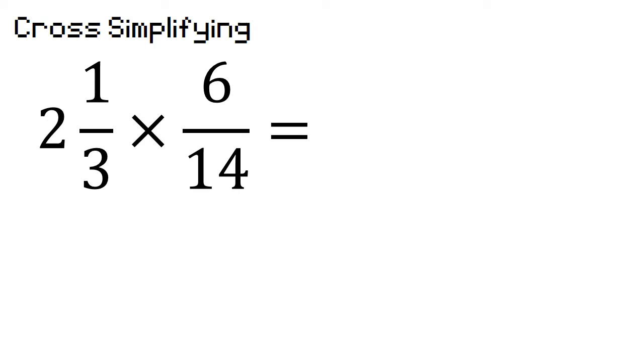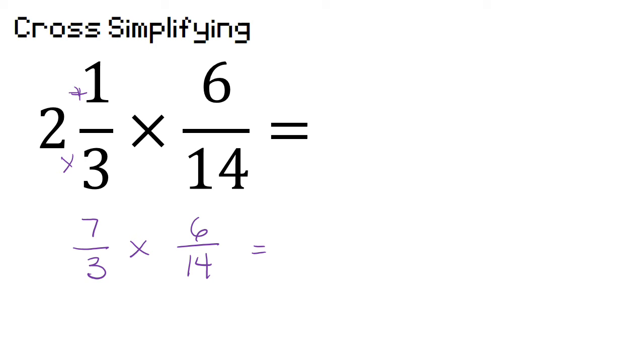Now let's try to cross-simplify when we have a mixed number. In order to do this, we need to rewrite our mixed number as an improper fraction. So 3 times 2 gives us 6, plus 1 gives us 7. Let's rewrite 2 1/3 as 7/3 times 6/14. Now let's cross-simplify.